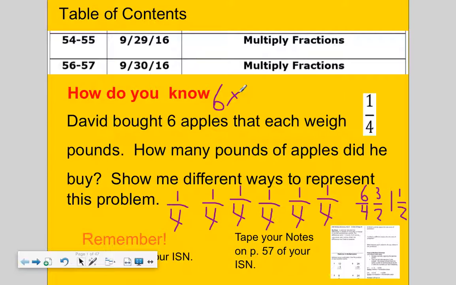What about multiplication? 6 groups of 1/4. How can you rewrite this whole number in fraction form? Remember, put a 1 underneath there because 6 divided by 1 is 6. So if I multiply the numerators, you get 6. You multiply the denominators, you get 4. You get 6/4, which simplifies to 3/2 or 1 1/2.